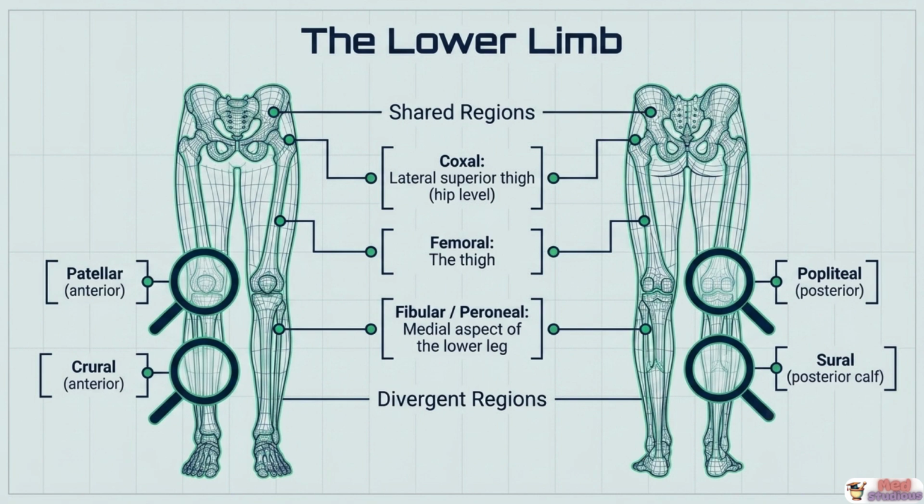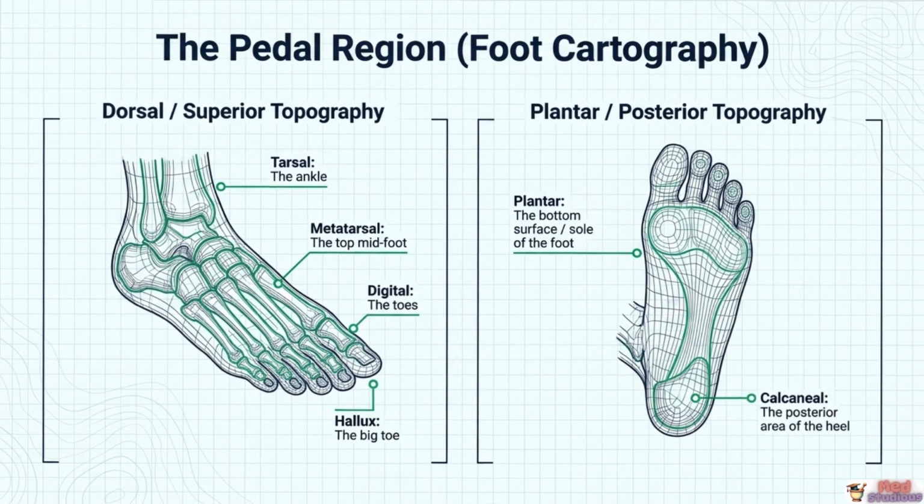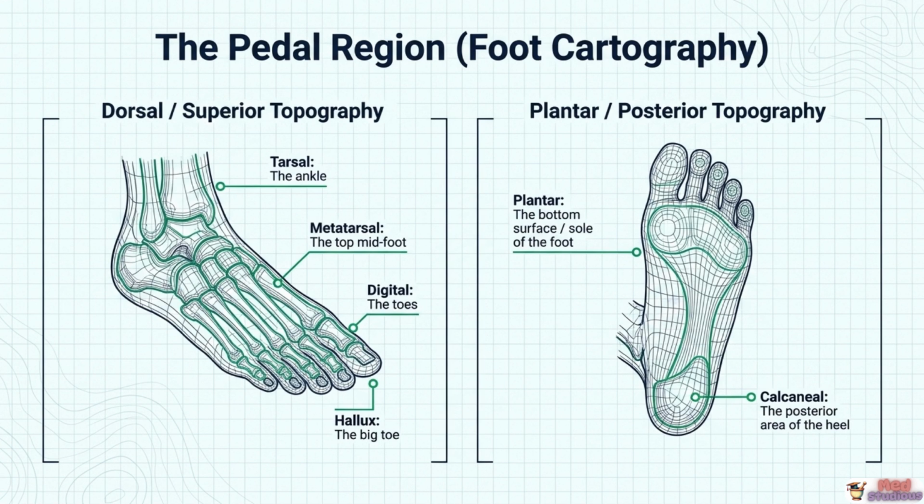These naming divergences are clinically essential. Patellar tendinitis is an anterior knee condition, while a popliteal cyst is a posterior knee condition. Same joint, completely different regions. The terminal region of the lower limb is the pedal region, the foot, and like the hand, it is organized into dorsal and plantar surfaces with distinct named zones.